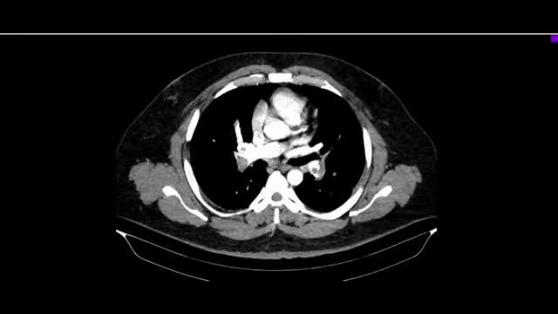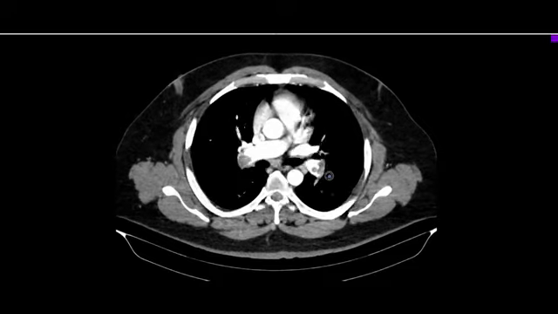This is the lower lobe branch, the filling defect in the center. This is called the polo mint sign with the filling defect in the central part of the artery and the contrast all around it. This is called the polo mint sign, classical for acute pulmonary thromboembolism.